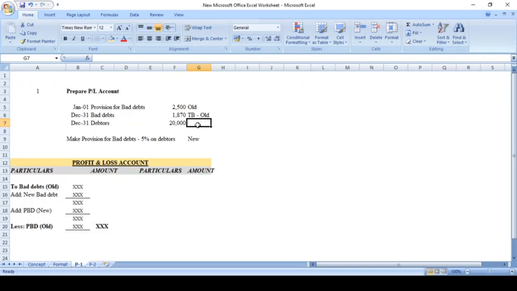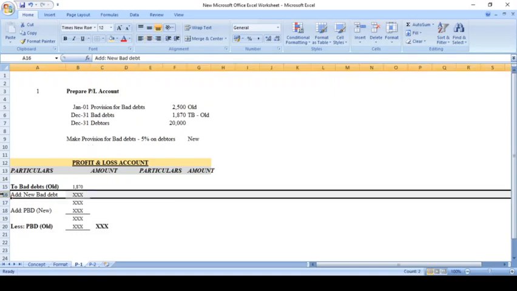So okay, now how do I go about it? So in P&L account, what is the format? Bad debts old, which means I have a bad debt of 1,870. Okay, so I consider this as my trial balance bad debt, which is an old one. So I start my answer with 1,780, the old bad debt. Okay, so have they given us the new bad debt? There is no bad debt given in the adjustment, so we don't have this item in this problem.